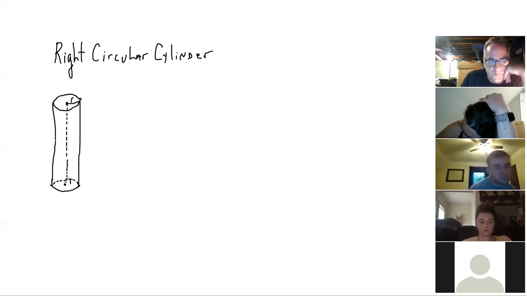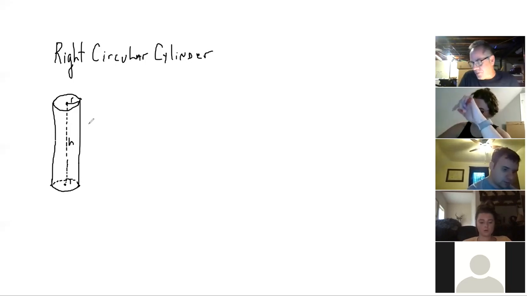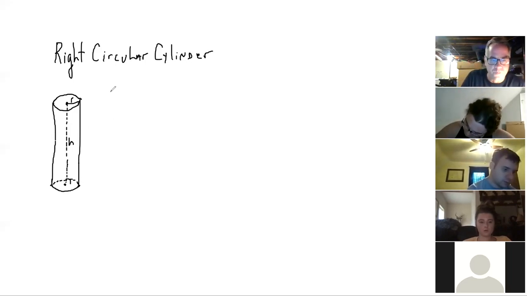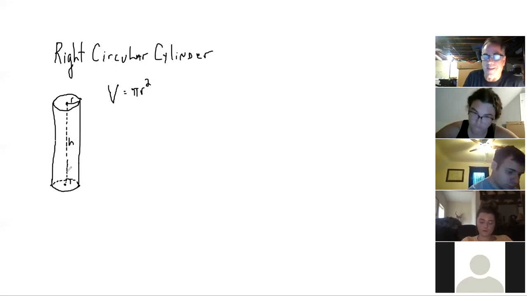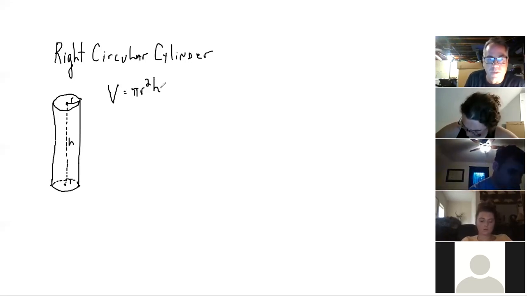This segment right here is referred to as the height. And so for finding volume, remember it's cubic units. Inside here, you're simply going to multiply the area of the circular top or bottom, they're going to be the same, and that area of a circle is pi r squared, times that height. And that would give you cubic units. So that one's not too bad to remember.